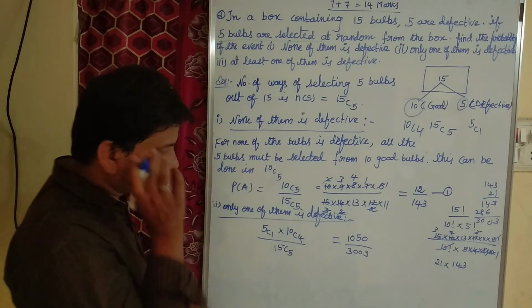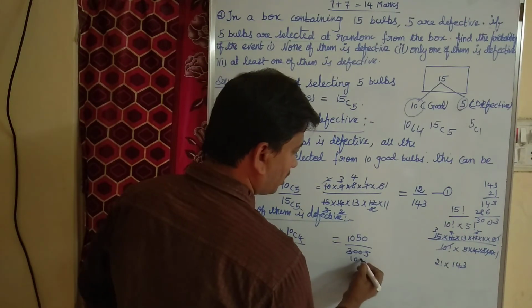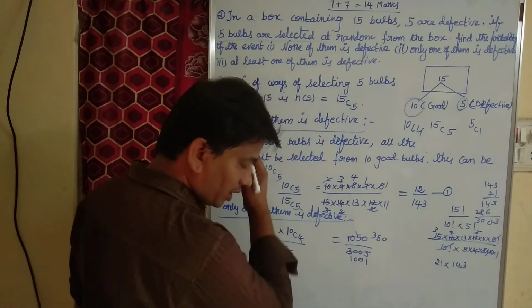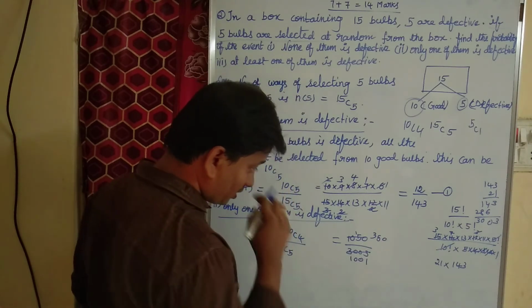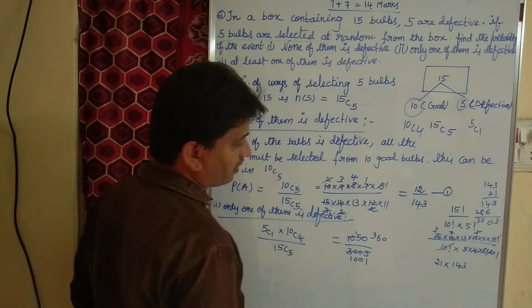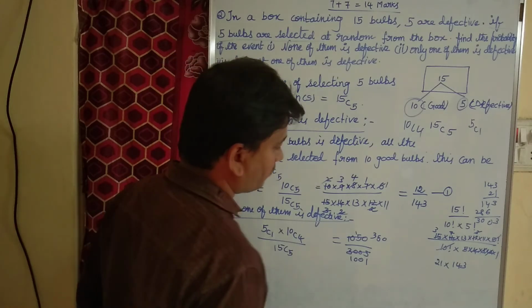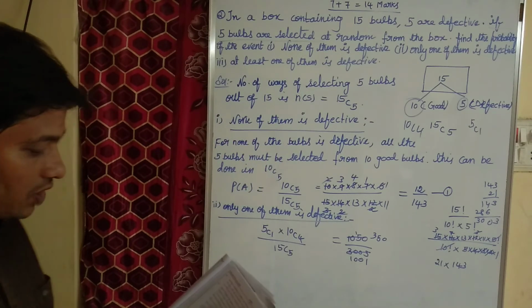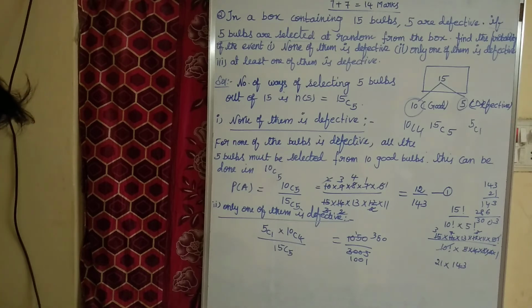So let us go with the 3 table. 3 threes are 9, 3 fives are 15, again the 11 table. 11 nines are 99, 11 ones are 11. So we are getting 350 by 1001. So they got 12 by 143.